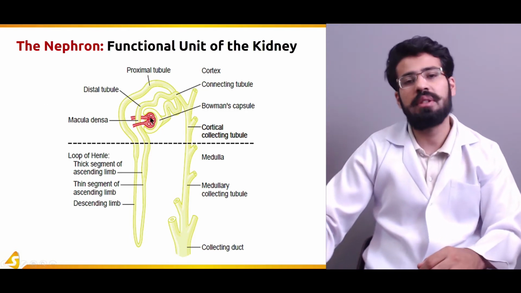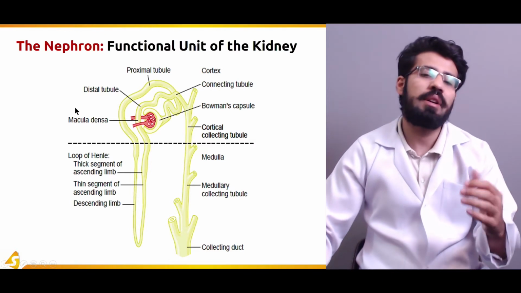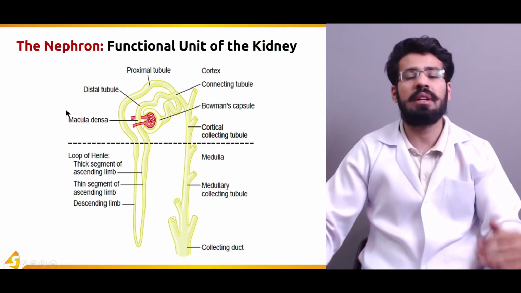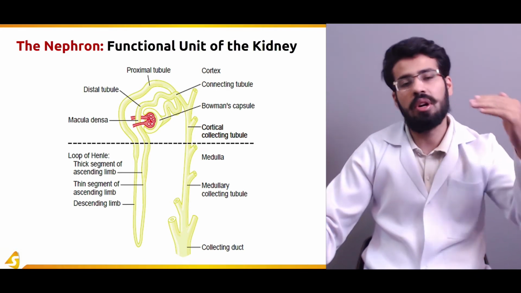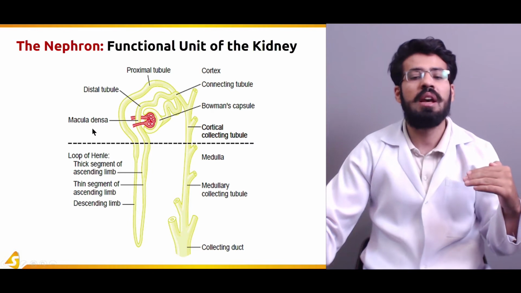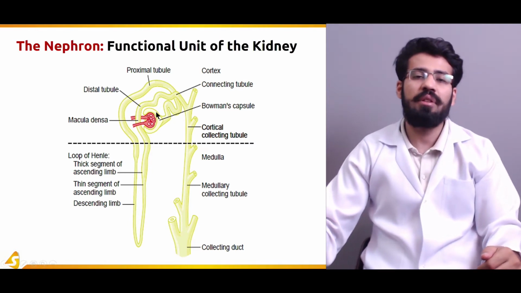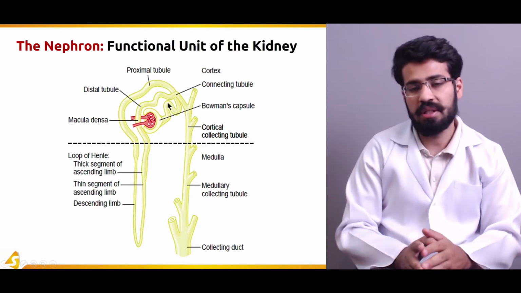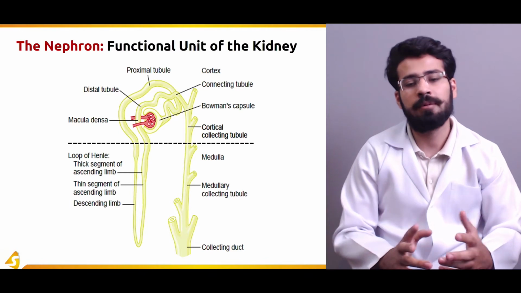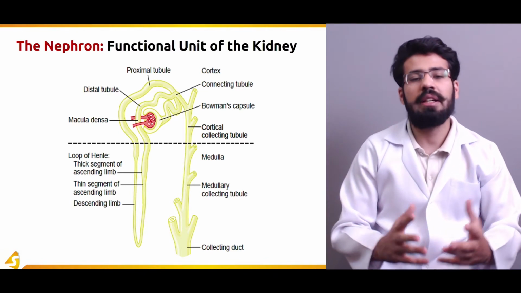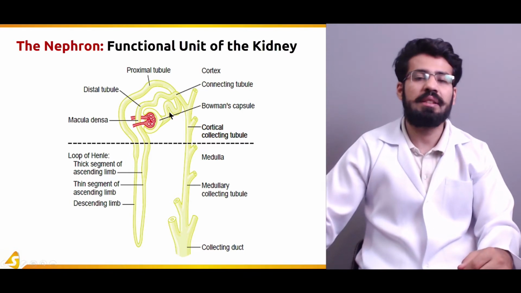Anyhow, coming back to this particular slide, the kidney is divided into two major sections. The upper is known as the cortex. The region above the dotted line is the cortex, and the region below the dotted line is the medulla. Now, the nephron has been divided into two major portions. Number one is the glomerulus, and the other is the tubules or collecting ducts, along with the loop of Henle. Now let's discuss one by one.